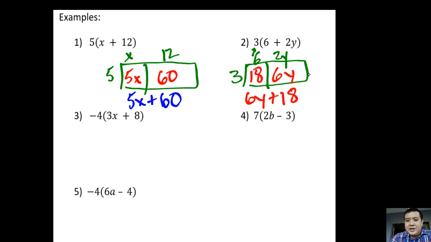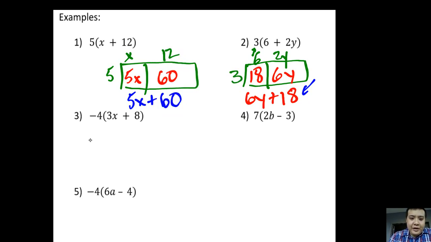We generally put our constant at the end of our expression. Okay, I won't count off if you don't, but generally speaking, we tend to put the constant at the end of the expression.